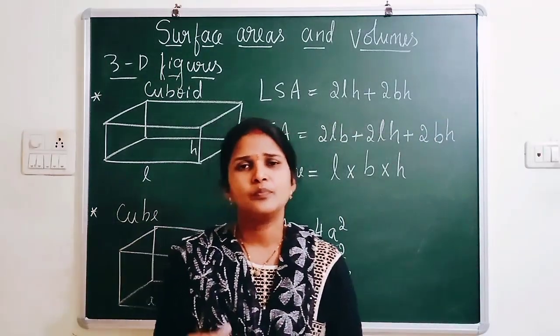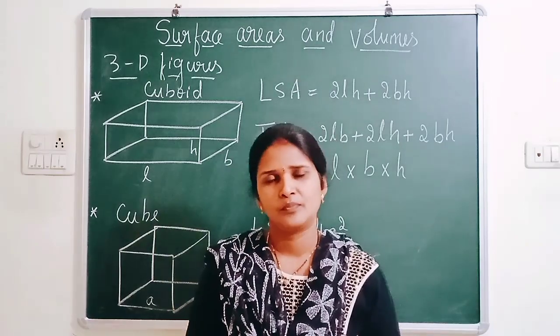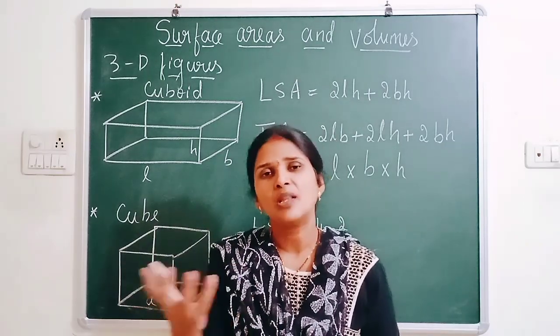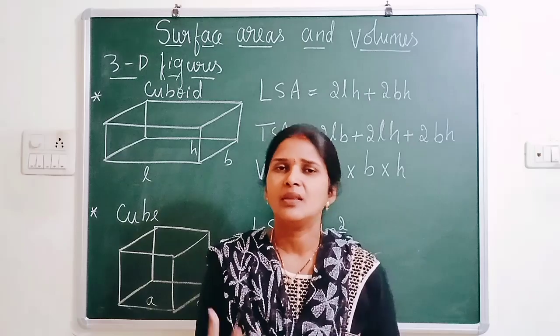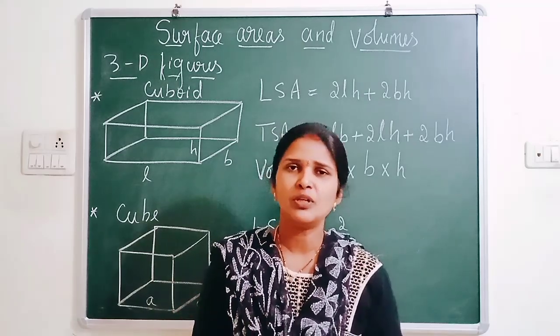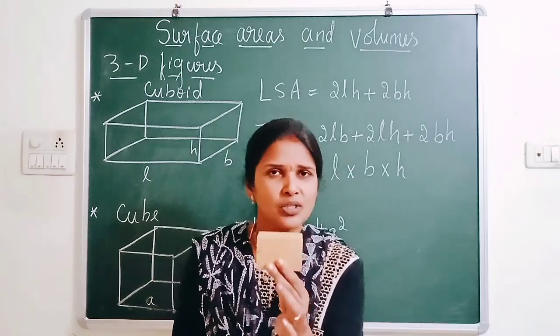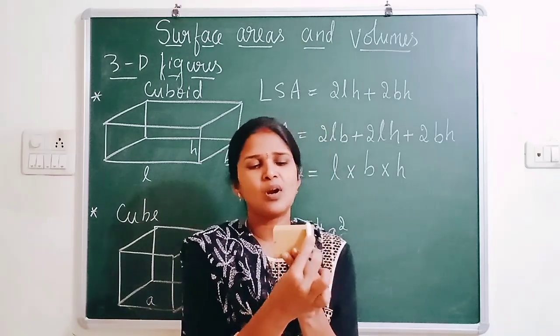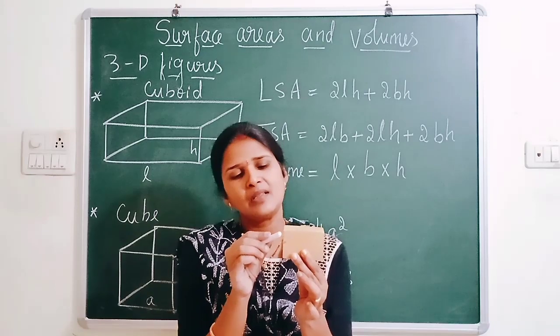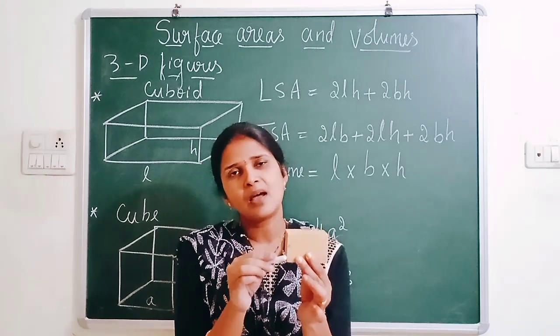Suppose you look at your room. If all the walls are not the same, then we call it a cuboid. Let me show an example here. This is a wooden block which is of cuboid shape. You can see that this is length, this is breadth, and this is height.